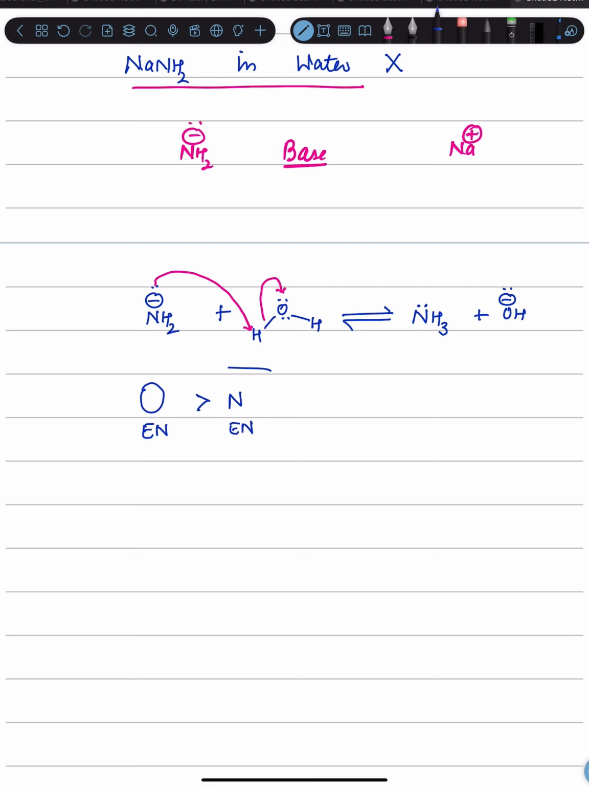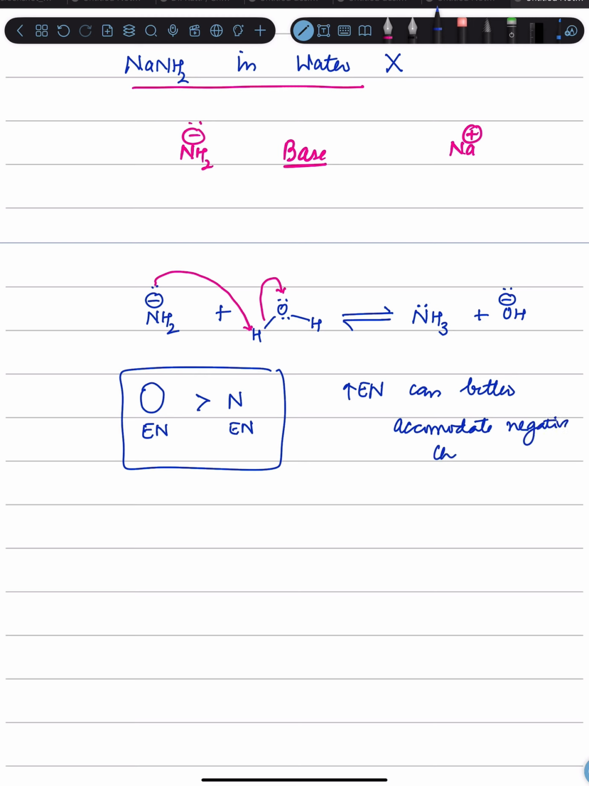From our knowledge of electronegativity, we know that oxygen's electronegativity is more than that of nitrogen. A more electronegative atom can better accommodate negative charge, which means oxygen can better accommodate negative charge, so this is more stable and this is less stable. Reactions go towards stability, so it means that in the equilibrium, the forward reaction is favored.